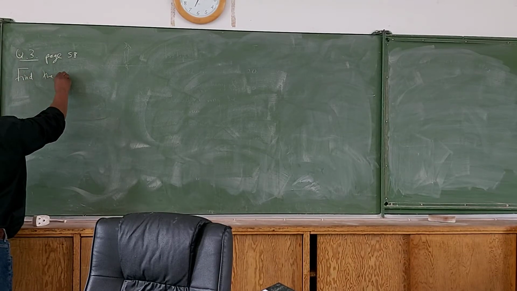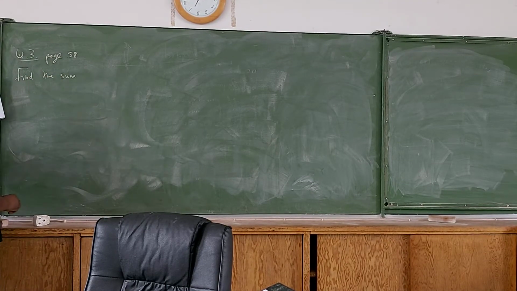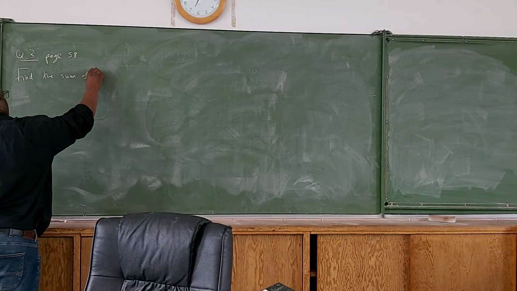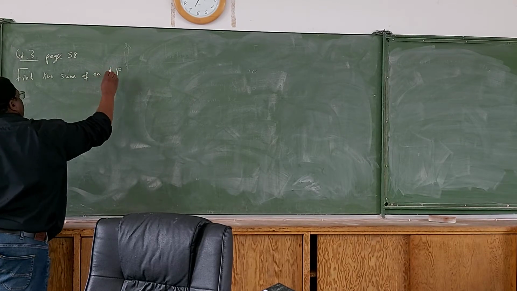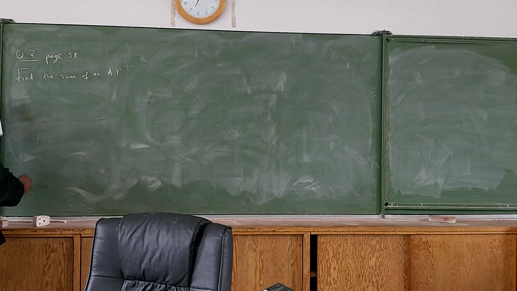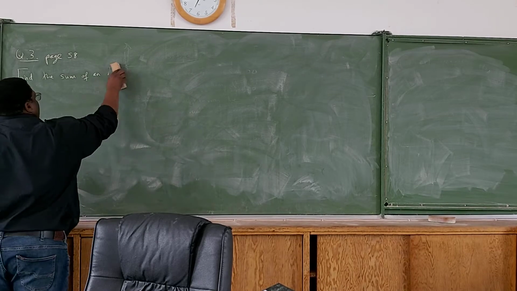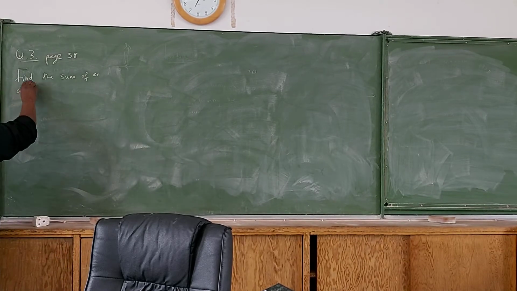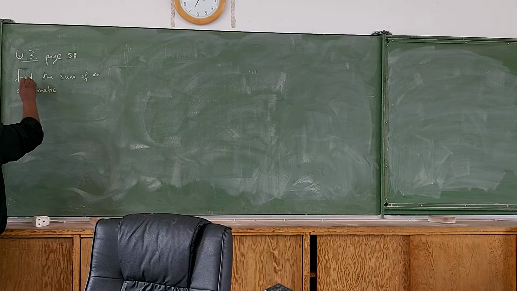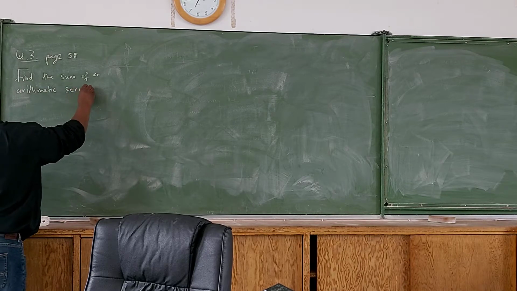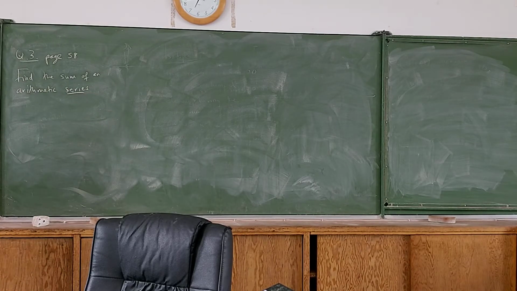I'm going to write it down. Find the sum of an AP, and then they're saying arithmetic series. So that means you are adding the terms of the series. Okay, and these have a common difference.